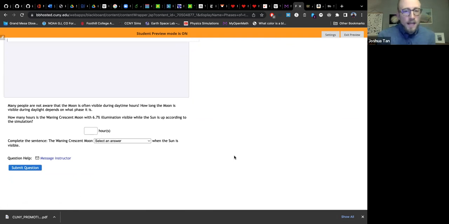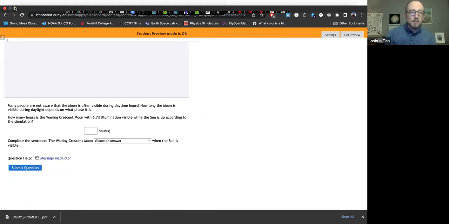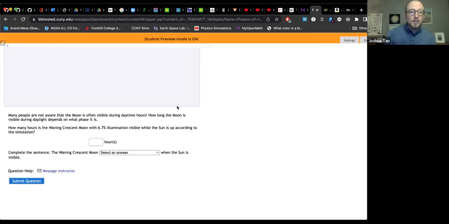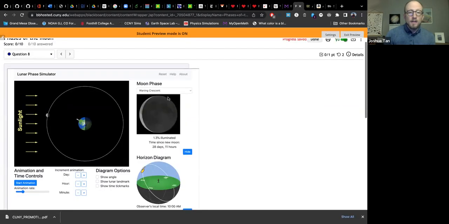Well, I'm sorry, I misread that. It says how long the moon is visible during the daylight depends on what phase it is. How many hours is the waning crescent moon with 6.7% illumination visible when the sun is up, according to the simulation? So you'll have to simulate the moon at such a phase and illumination. And when you do that, so I need the waning crescent moon at 6.7% illuminated.